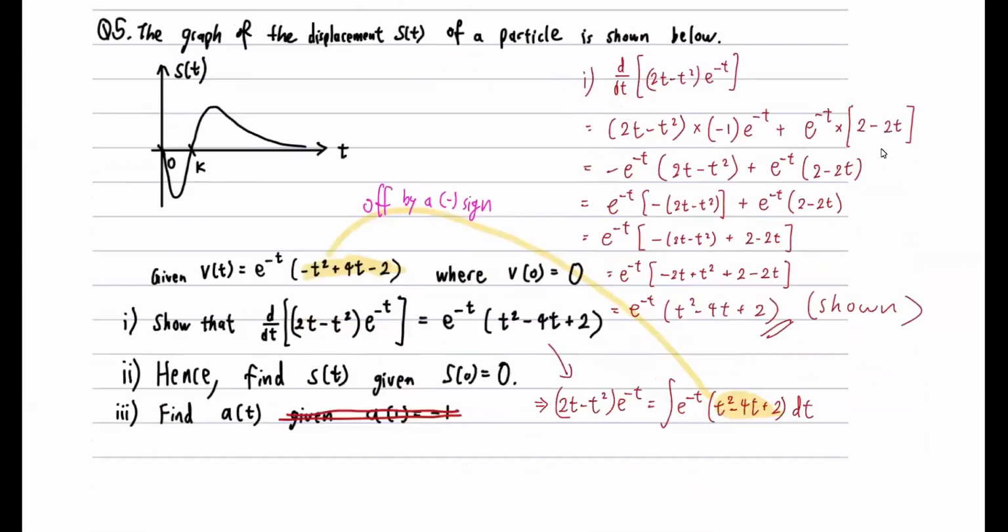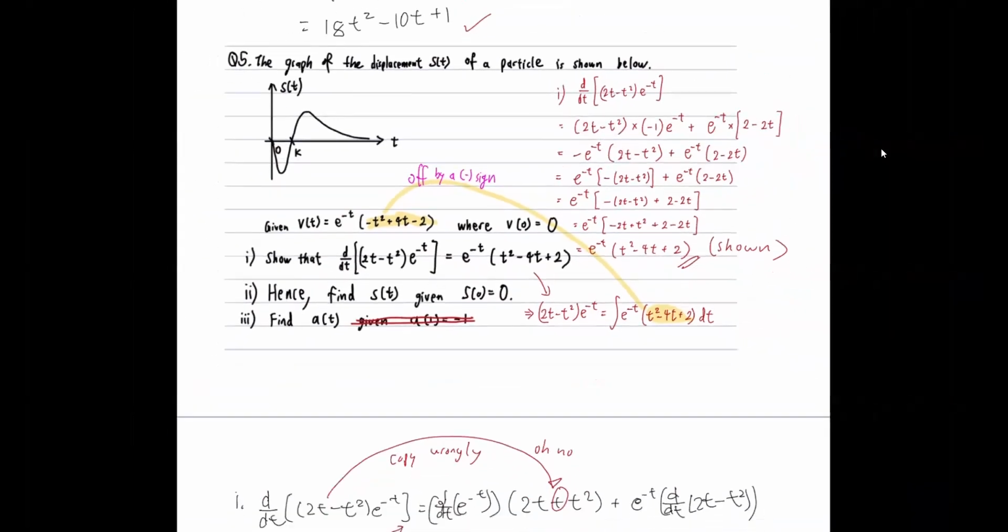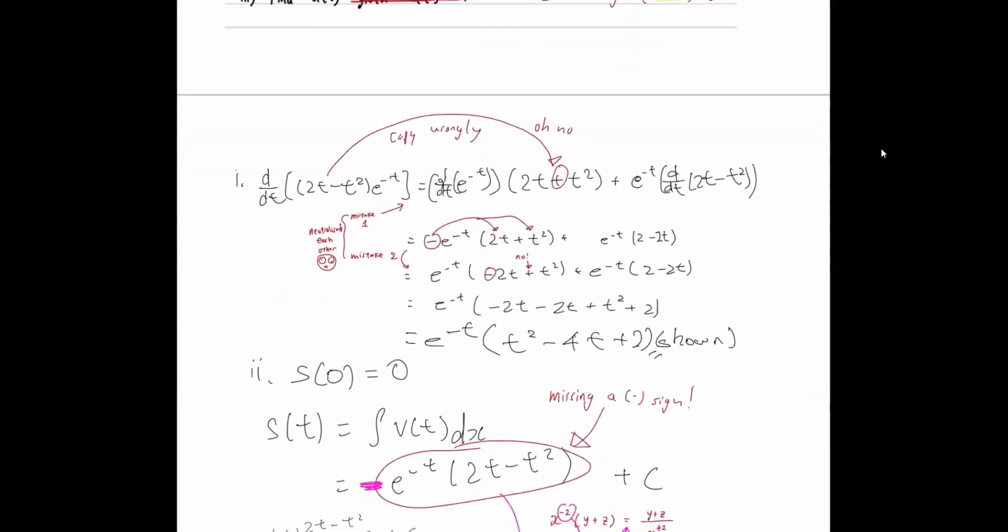All right. Then here there's another trick I made. Over here, when you differentiate this, you get positive t squared minus 4t plus 2. In the original question, it's actually negative t squared, positive 4t, and negative 2. You see it's different? So that's why I think you thought they were the same, but actually it's off by a negative sign. So for everything else, you must bring in the negative sign.